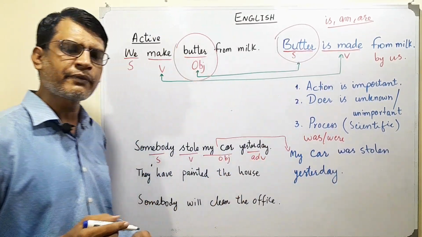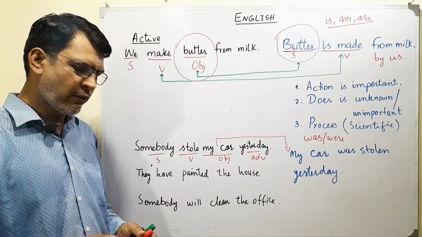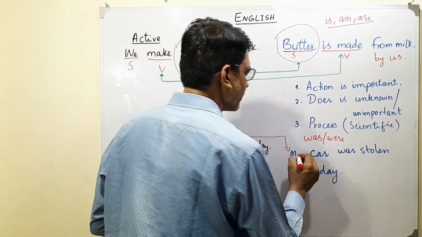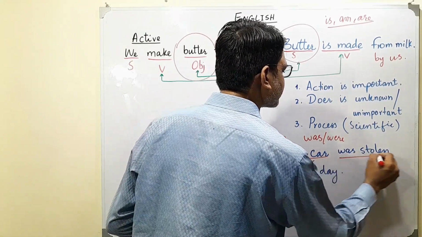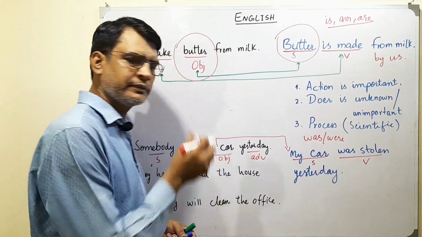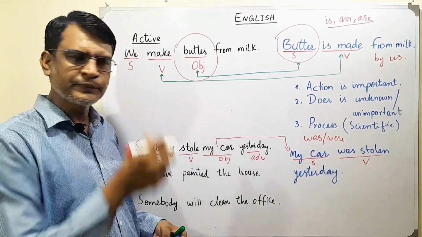That would be the sentence. My car was stolen yesterday. Subject and verb. My car was stolen yesterday.